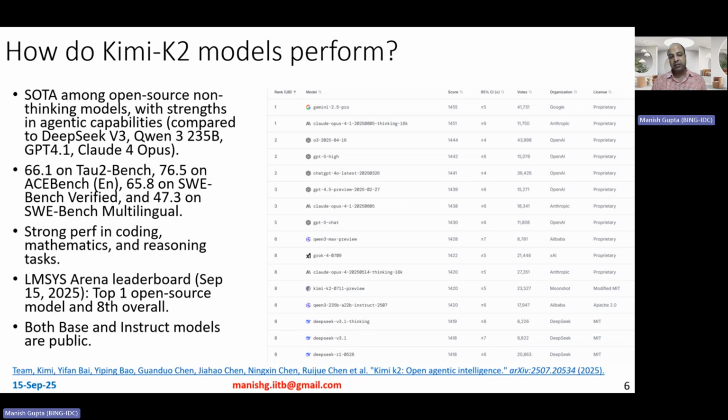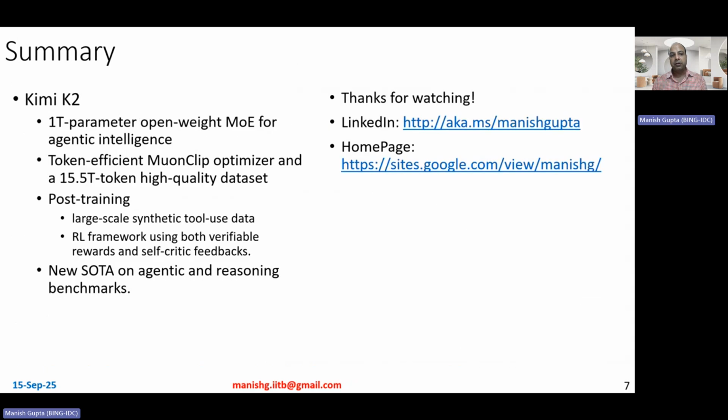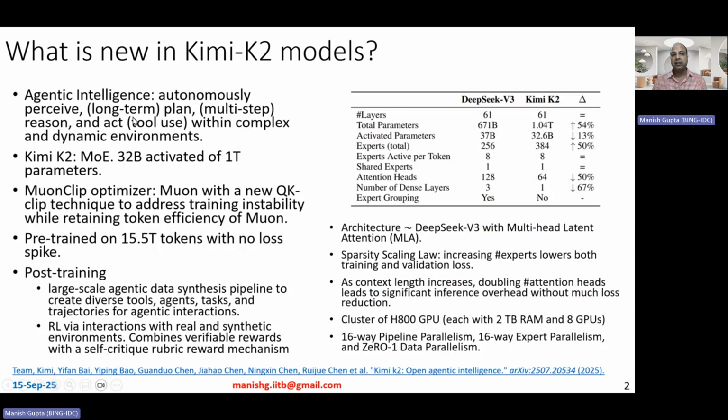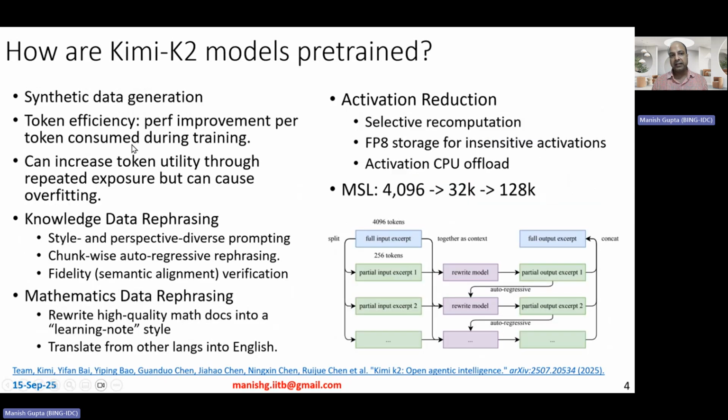Both the base and the instruct models are publicly available. Quite obviously, since they are very large models, they require a lot of RAM to load. But overall, the total number of activated parameters are much smaller, just 32 billion. So that's basically that.